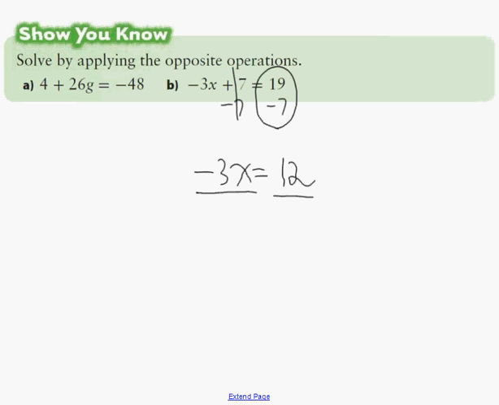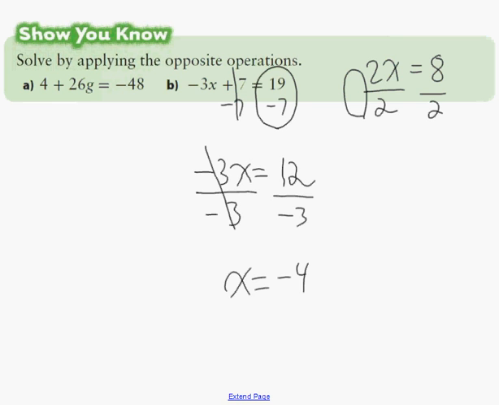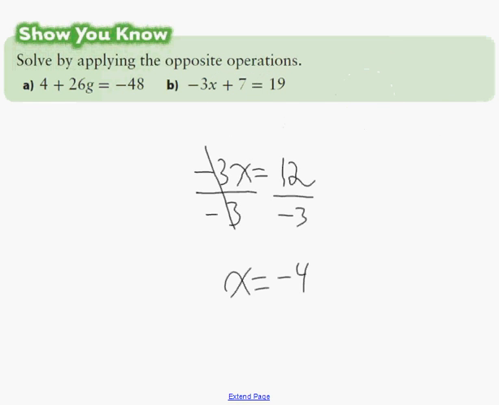I'm then going to get rid of my coefficient. This is where it gets confusing. In grade 7, if you had 2x equals 8, you would divide both sides by a positive 2, which is the same coefficient. So this time in grade 8, you're going to divide both sides by negative 3 to get x equals negative 4 as your solution. Go back and check your answer by substituting. So instead of saying negative 3 times x, I can say negative 3 times negative 4 plus 7 should equal 19. Negative 3 times negative 4 is 12. 12 plus 7 is 19, so therefore the solution is x equals negative 4.